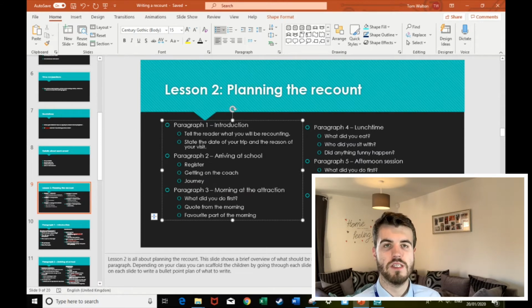You can see this bit in red. This is just where obviously I would put my name if I was doing this, but you guys will put your name. You're going to need to change little bits throughout these slides to make sure they're personal to your recount. But as a guide, they're a brilliant start.